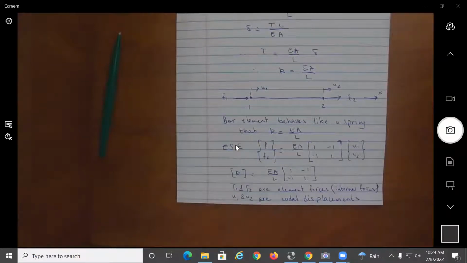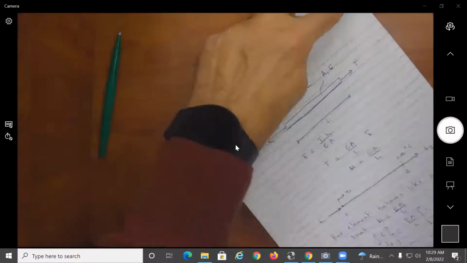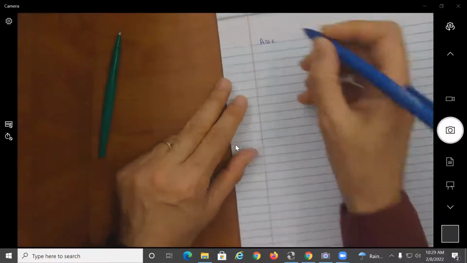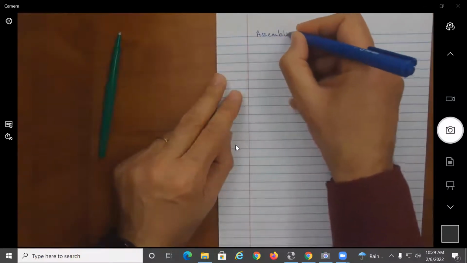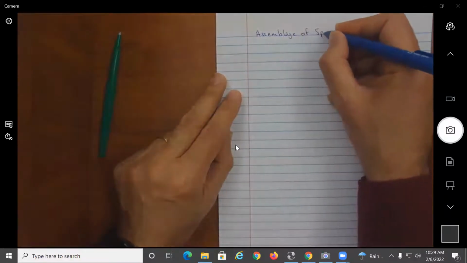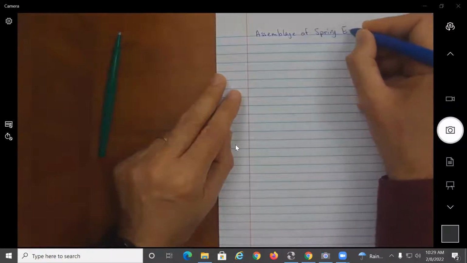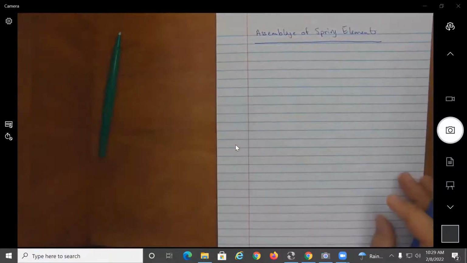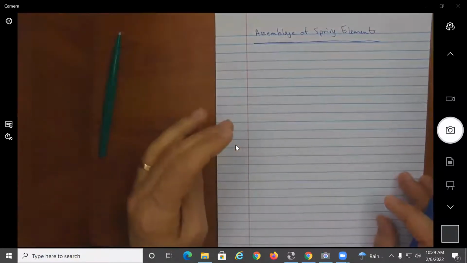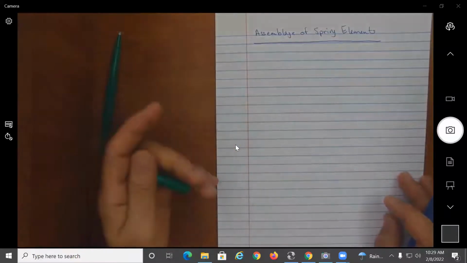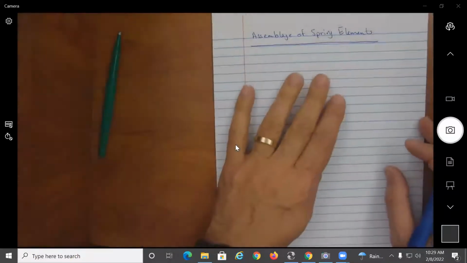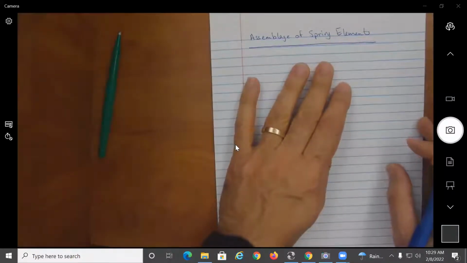So let's look at an assemblage of how we put more than one element together. Now this could be 2, could be 3, could be 4, could be any number. Again, just for the sake of keeping it simple, I'm going to start by putting 2 springs connected together.